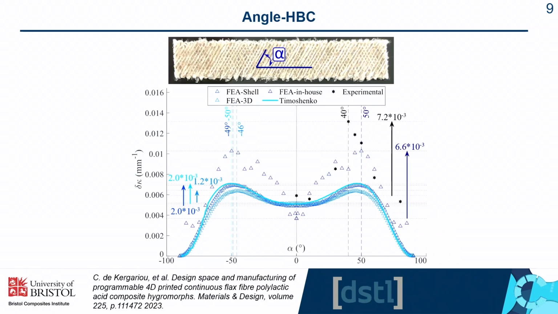Here is an example of a specimen which has a 90 degrees plus or minus alpha stacking sequence. We varied the angle alpha and looked at the angle that gave the best, the largest amplitude, which is around 40 to 50 degrees. This is an example of the different tests we conducted in my PhD to explore this design space, and you can find it in the paper that we published.